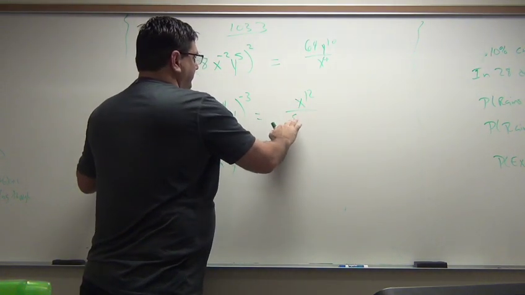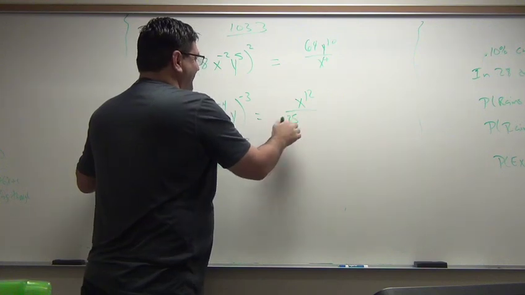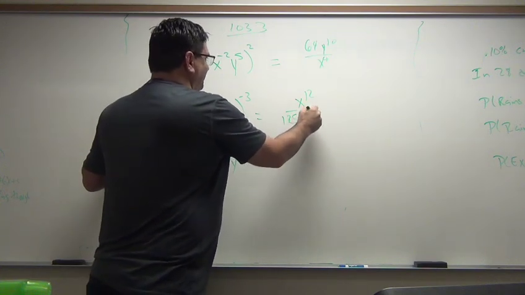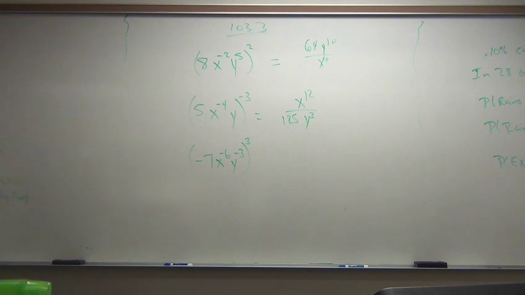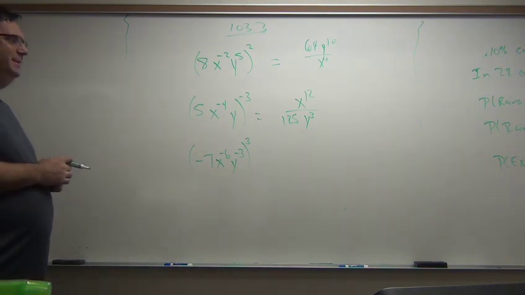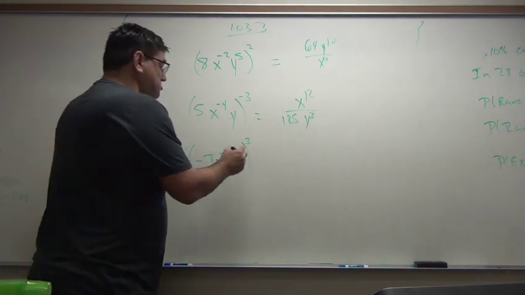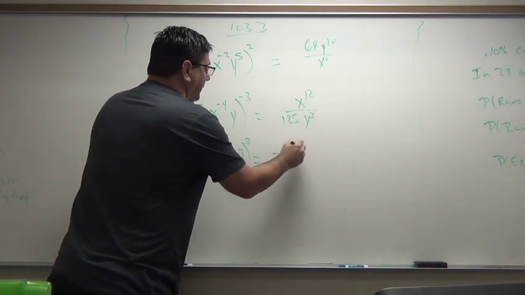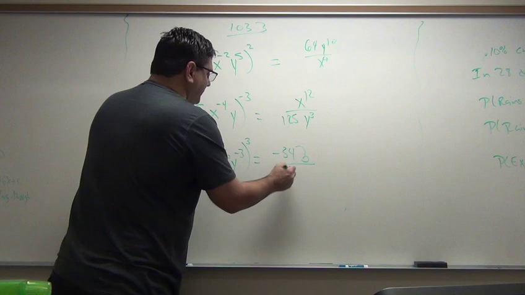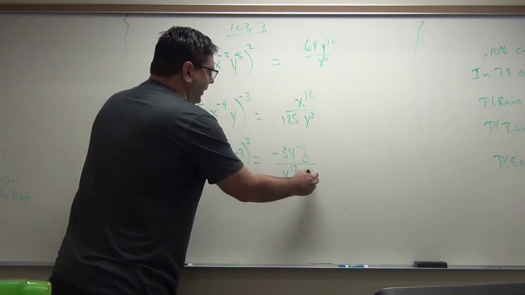They're pretty easy. Sounds like she wants a harder one. No doubt, right? Wait till she sees the next problem. Negative 343 over x to the 18th y to the 9th. Negative 343 over x to the 18th, y to the 9th.